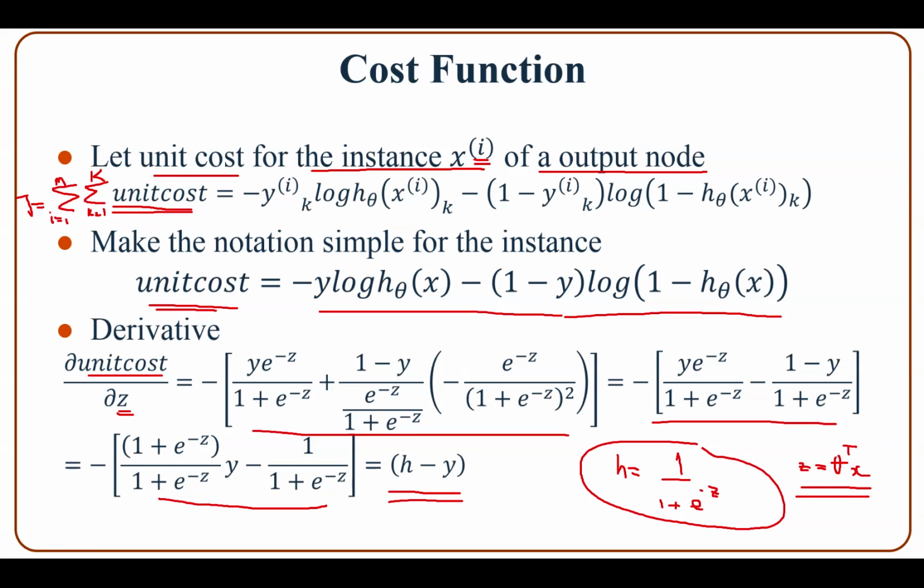So the cost for the instance xi of an output node is simply the value of the hypothesis with respect to that instance and the target value. So for example, if the hypothesis is 1 and the target value is 0, then the cost is 1. And if the hypothesis value is 1 and the target value is also 1, then the cost is 0.